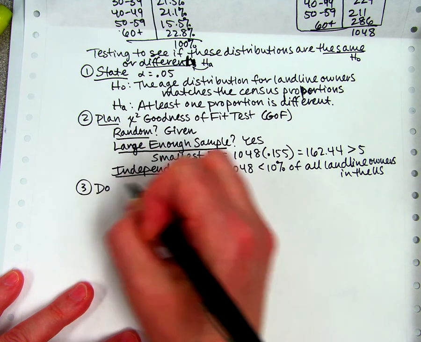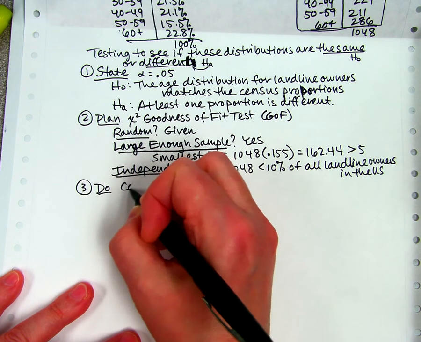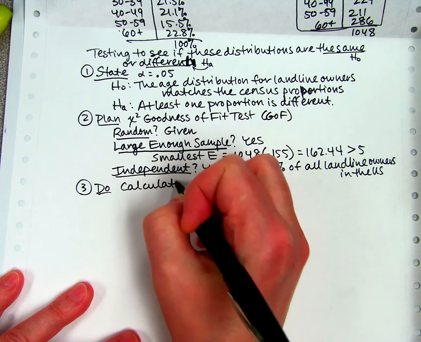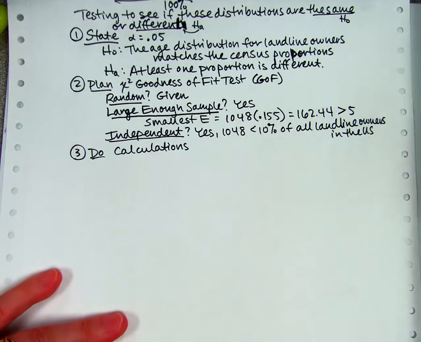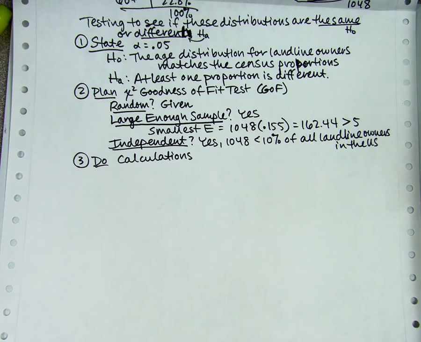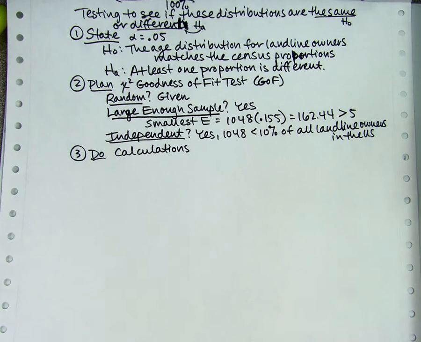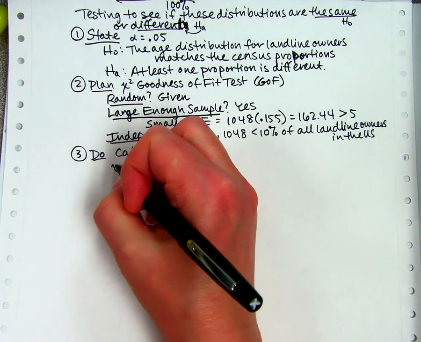Do calculations. Now, there's a calculator way. There are 2 calculator ways that I'm going to talk about today, but for AP purposes and for me, you need to write out some of the work.